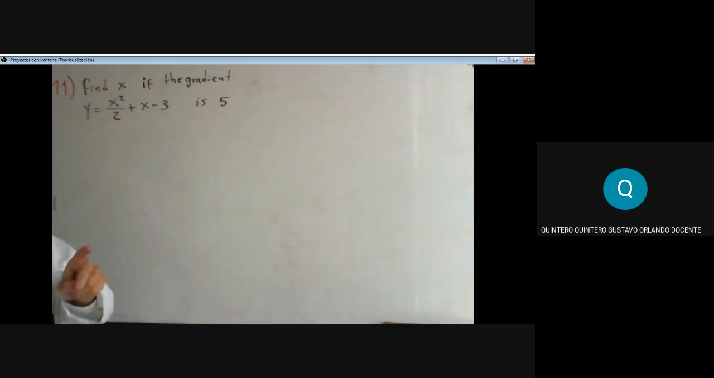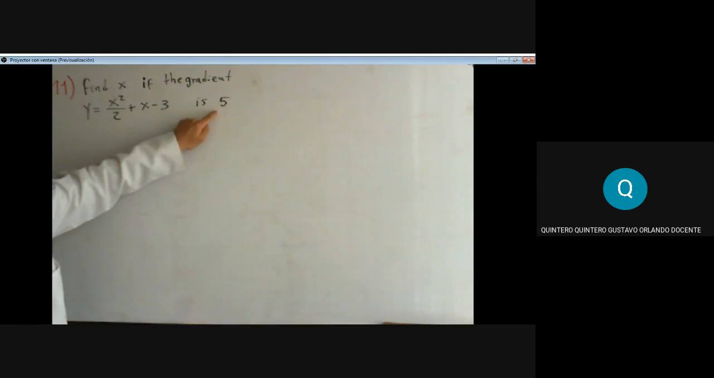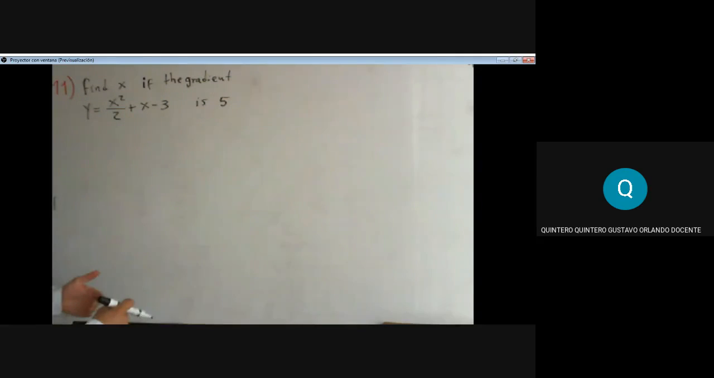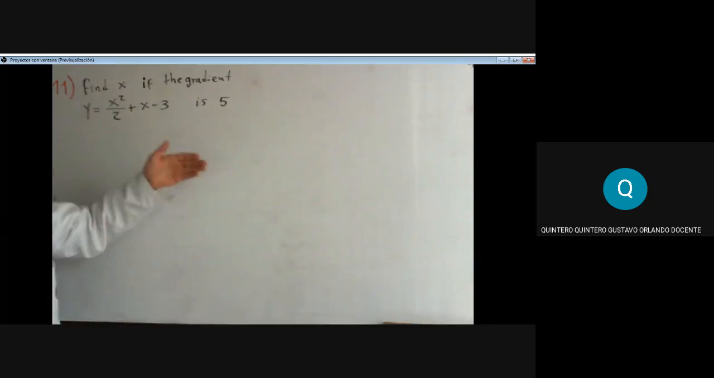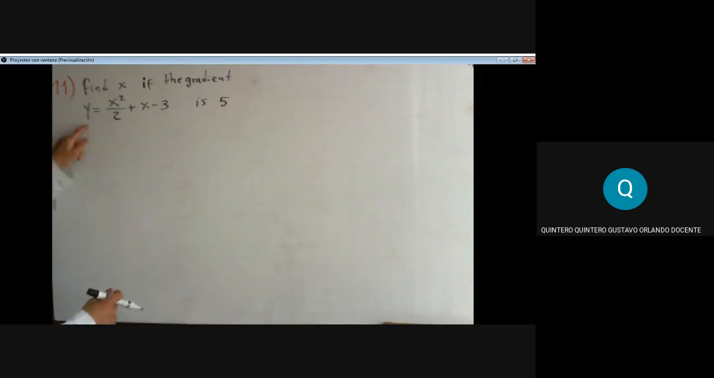In this exercise, we are working backwards because we don't know the value of x. That is what the exercise is asking us: find the value of x. But what we do know is the gradient. You see, we're working backwards. So what we're going to do first is find the gradient function, find the derivative of y.